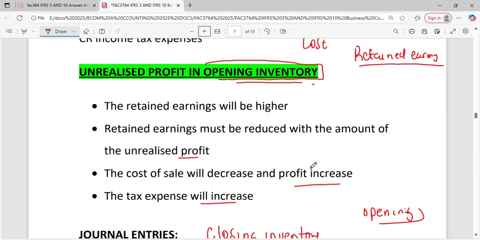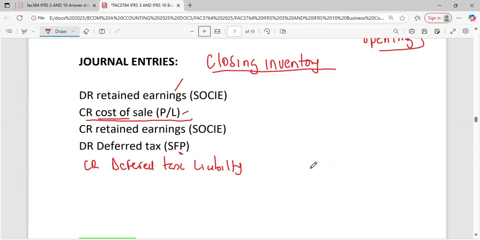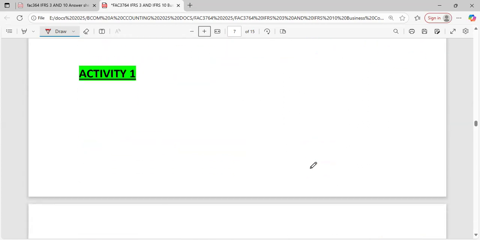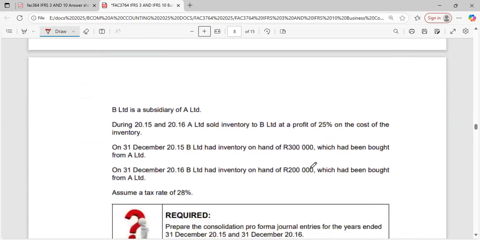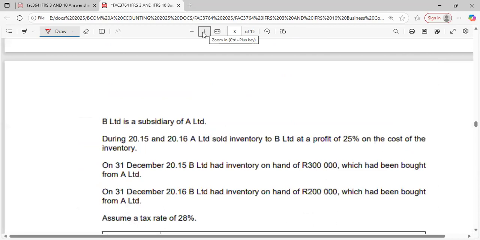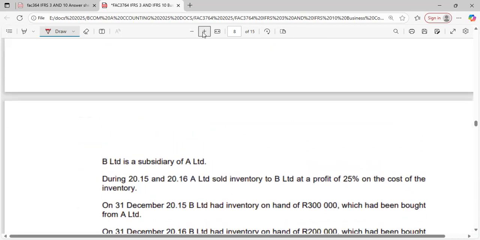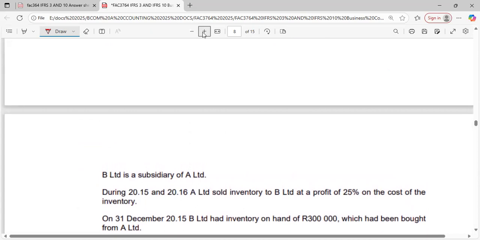Any question before we look? I think we are now on a question and activity one. Unless you guys don't have a question, then we can do activity one together. Then you can see what is happening there. Any question before we do activity one? Right, if there is no question, let's look at this activity.